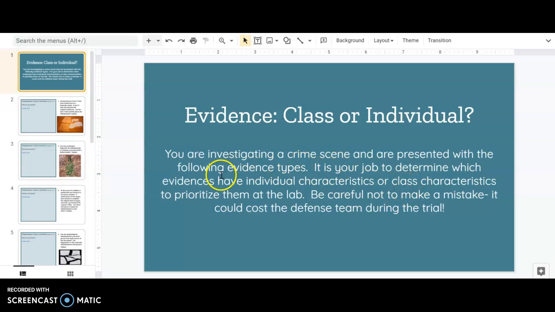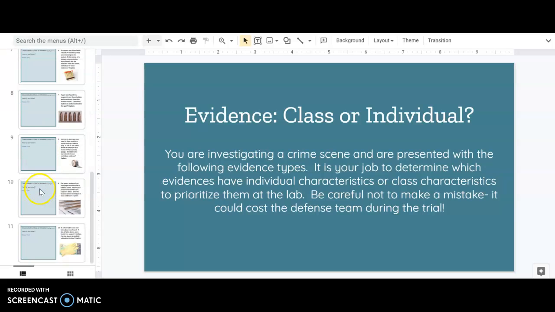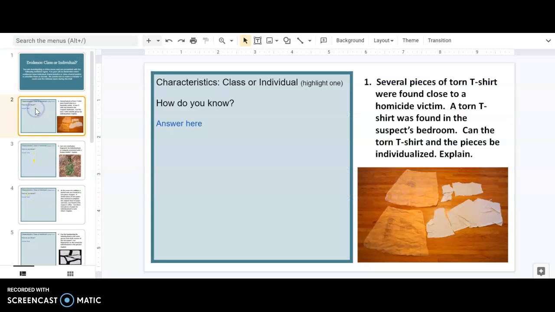All right, so what are you doing in this assignment? There are 10 pieces of evidence. Each one has its own slide. And you are going to look at that piece of evidence and then you are going to determine, does it have class or individual characteristics? So let's do the first one together.